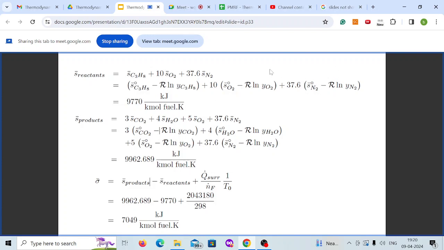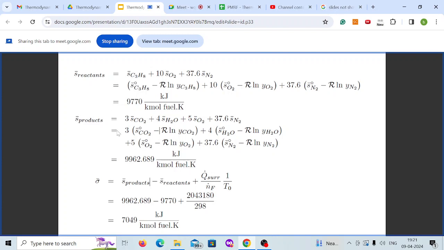So we substitute all the values. From the table you can find the entropy values for oxygen and nitrogen, and propane is given, and we have found out the mole fractions. So substituting, we will get the entropy of reactant as 9770 kilojoule per kilomole of fuel Kelvin.